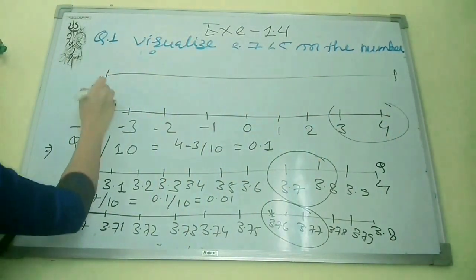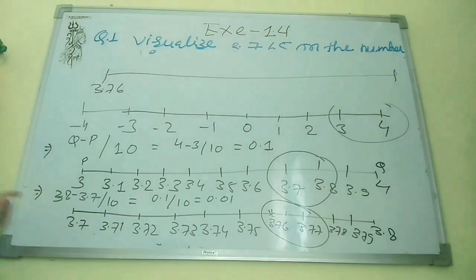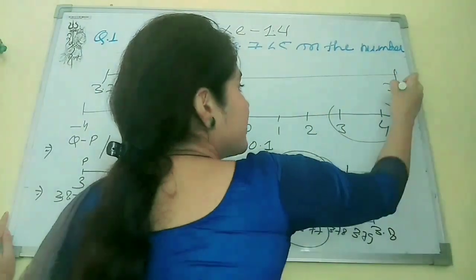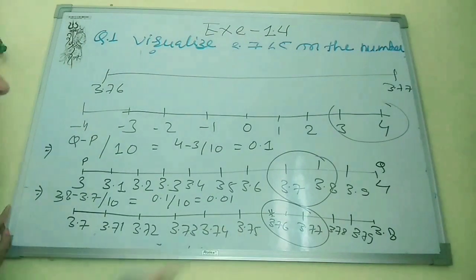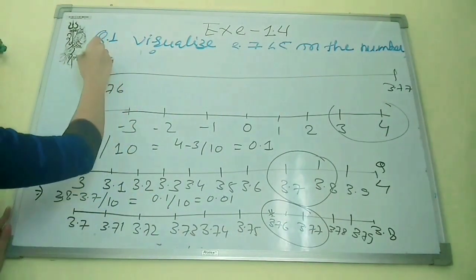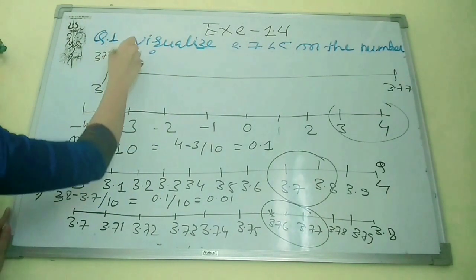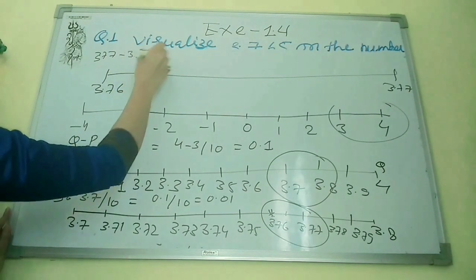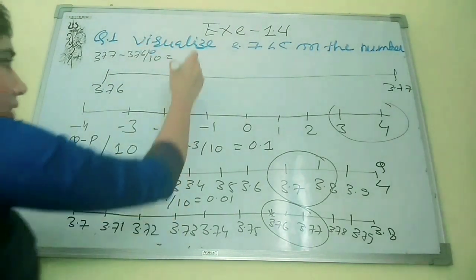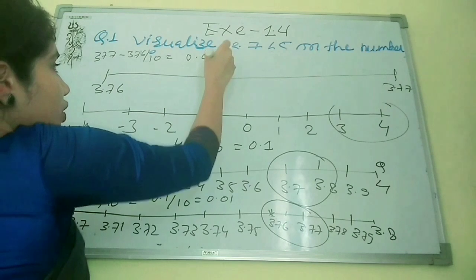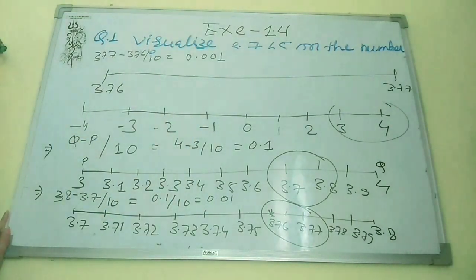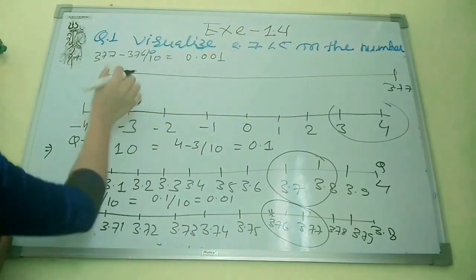This is 3.76 and this is 3.77. Again we will divide into 10 equal parts. 3.77 minus 3.76 divided by 10. What we will get this time is 0.001, and we simply add this to these digits.